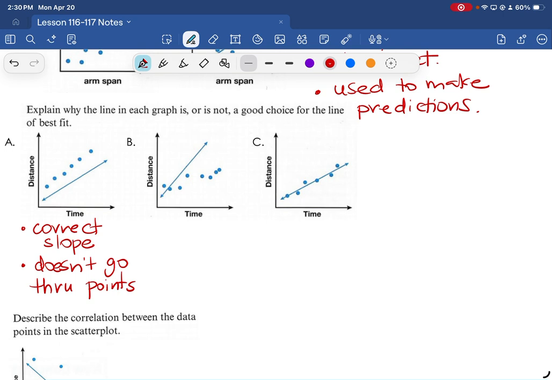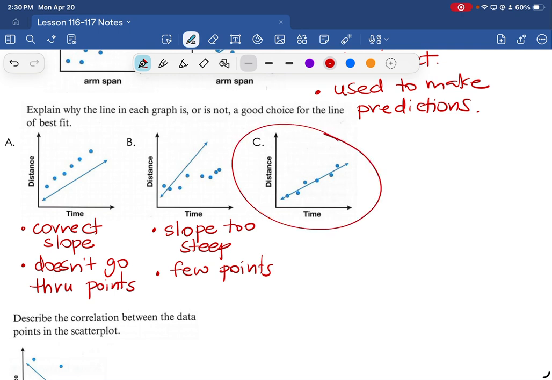For B, the slope is too steep. So it's not the correct slope, and it only goes through a few points, not all. That's why earlier I capitalized ALL. And then, like Thomas so astutely recognized, option C is the best line of fit. Why? Because it goes through all points.